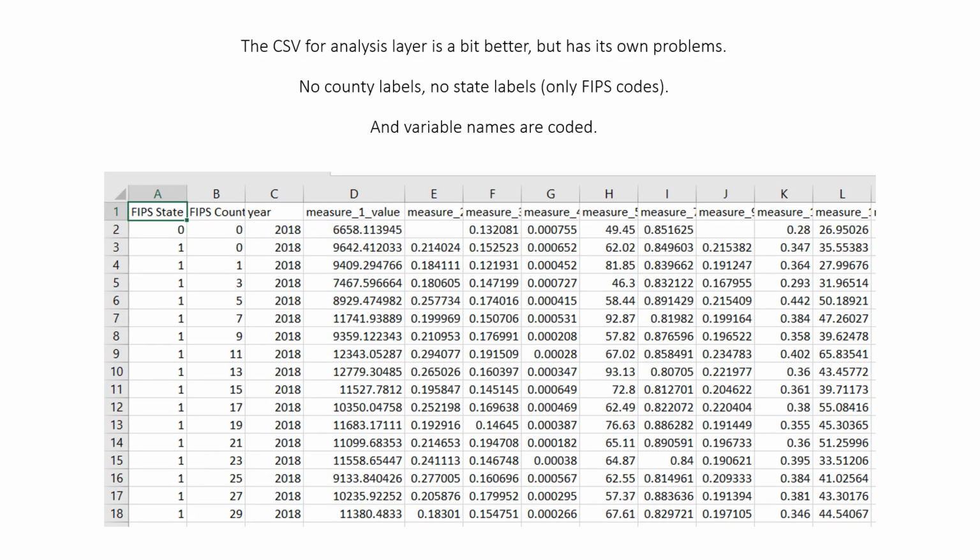If you go to download the data, you'll notice that there are a couple of different versions of this. There is a CSV analysis layer that looks something like this. This is much more nicely laid out for statistical analysis, and indeed that's the point of it. There aren't any county labels. There aren't any state labels. Why is this? Mostly because it's redundant information.